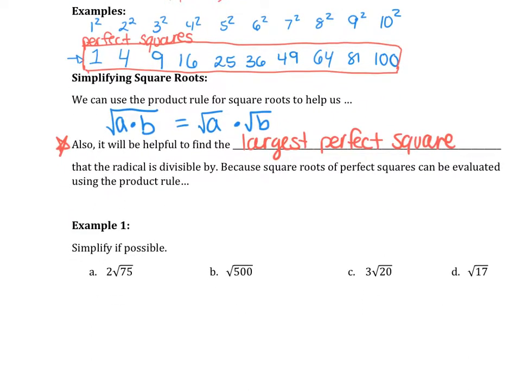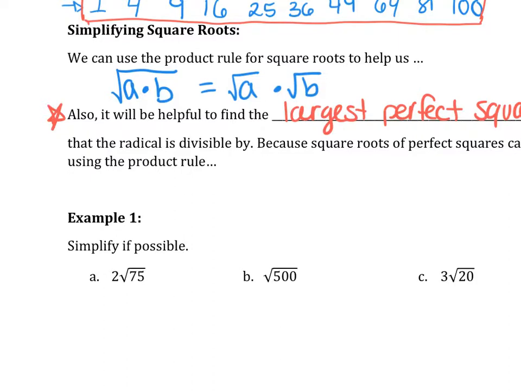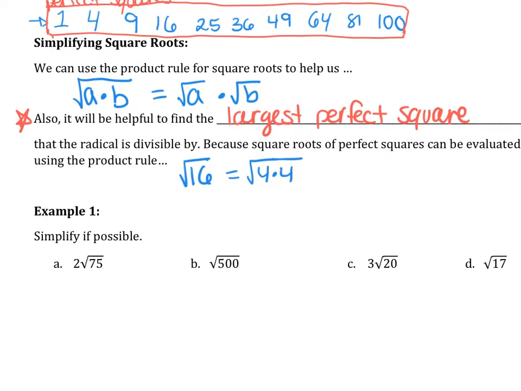So for example, if we had the square root of 16, that's the same as saying the square root of 4 times 4. Would you agree? 4 times 4 is 16. Nothing groundbreaking there. Then we can use our product rule to break it up.